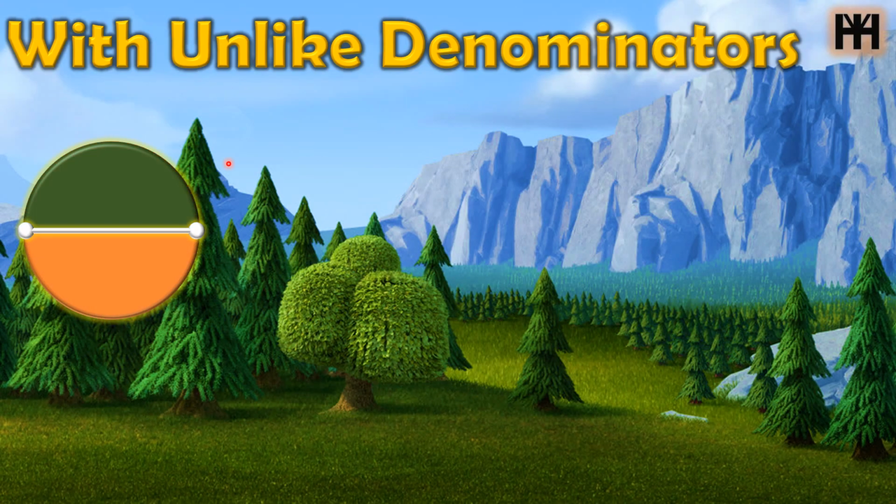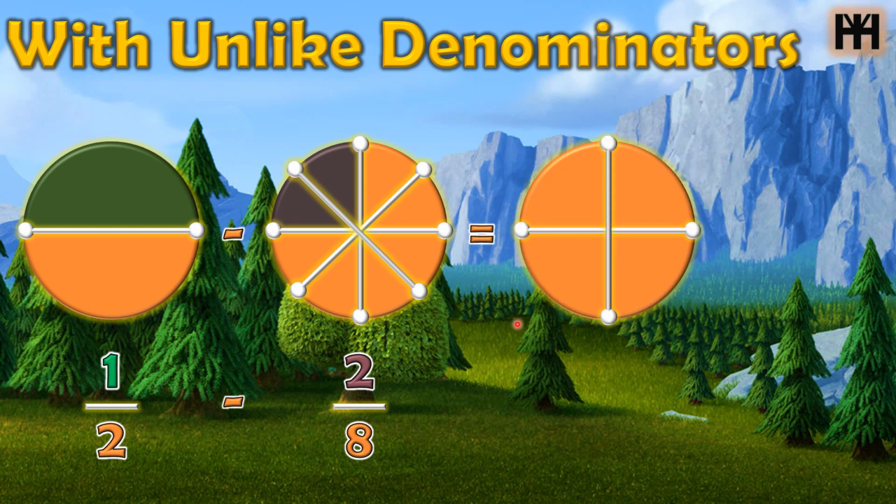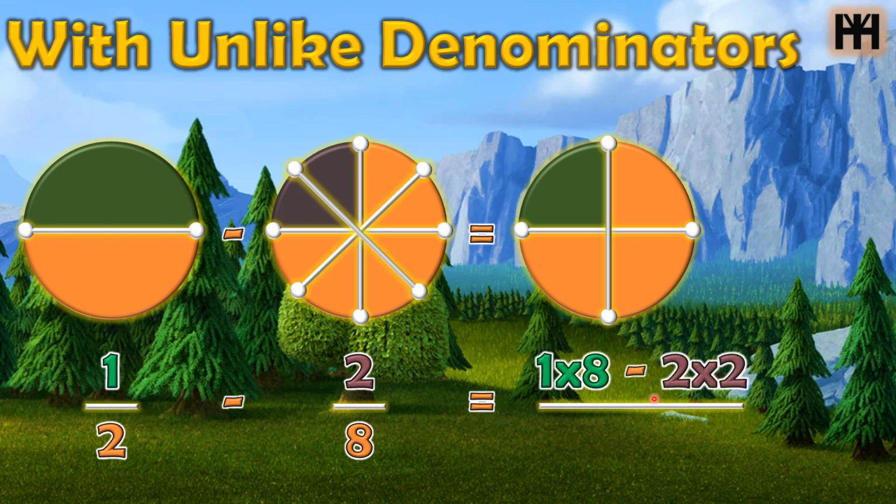Okay, now let's say we have 1 over 2 and 2 over 8, and we want to subtract them. You see the denominators are different, so you must use the general rule. So here it will be 1 times 8 minus 2 times 2 over 2 times 8. So it will be 1 times 8 minus 2 times 2, and the denominator will be 2 times 8.